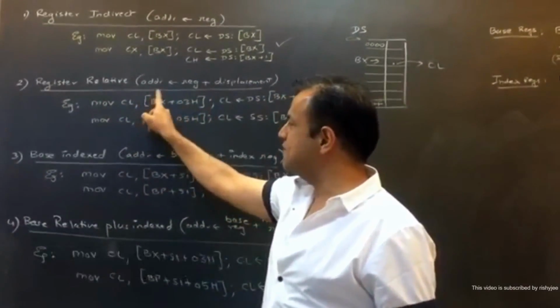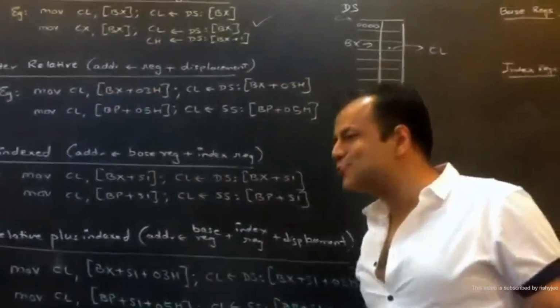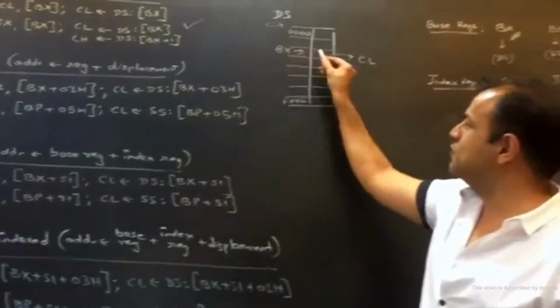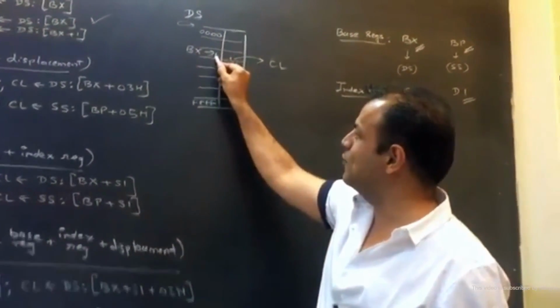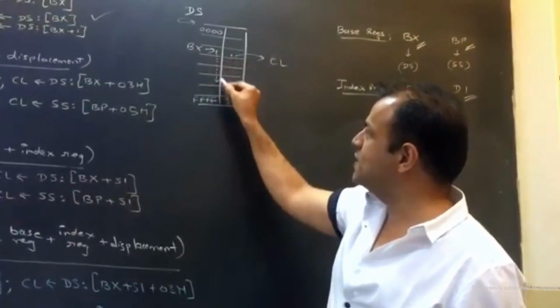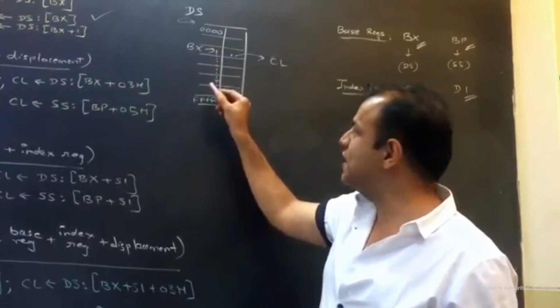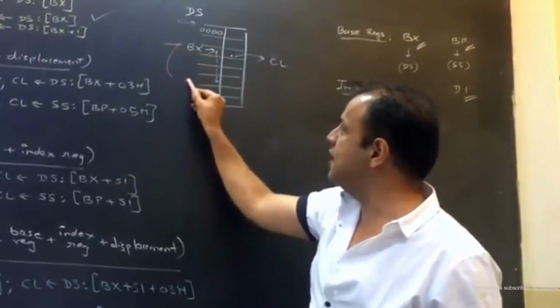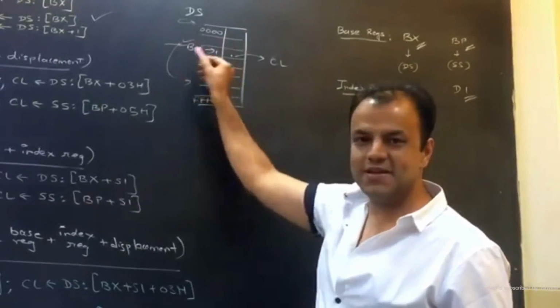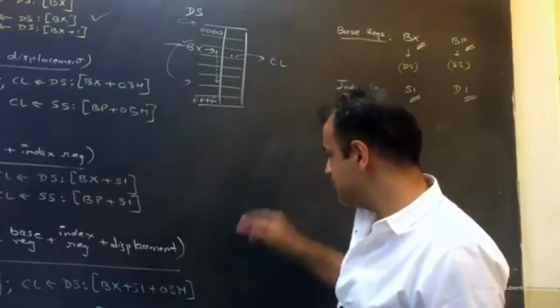Example, MOV CL. Earlier we wrote only BX, now I'm writing BX plus 03. It's so simple. BX is pointing to some location. You're not getting data from that location. You're getting data from 3 locations ahead of that. So you're getting data from a location related to the one pointed by the register. Hence it's called register relative.